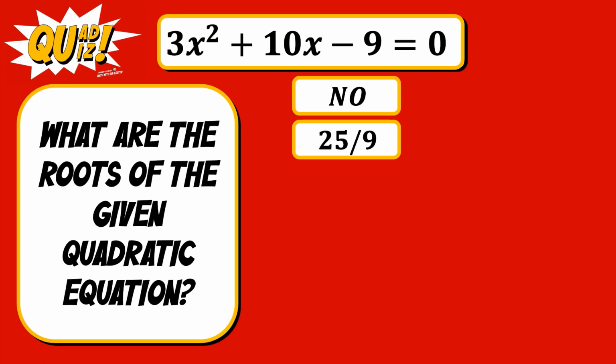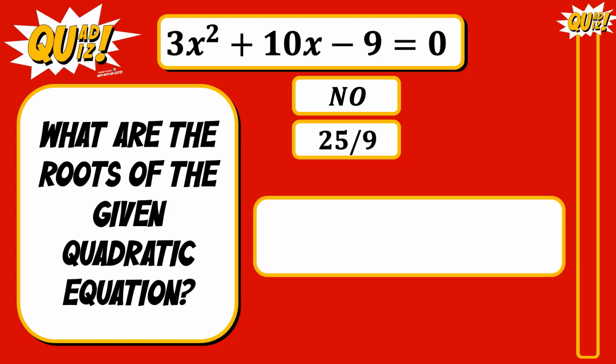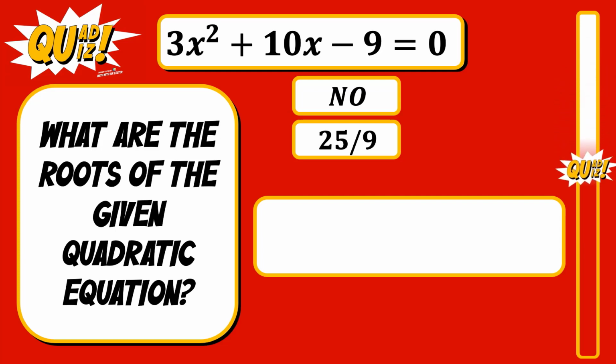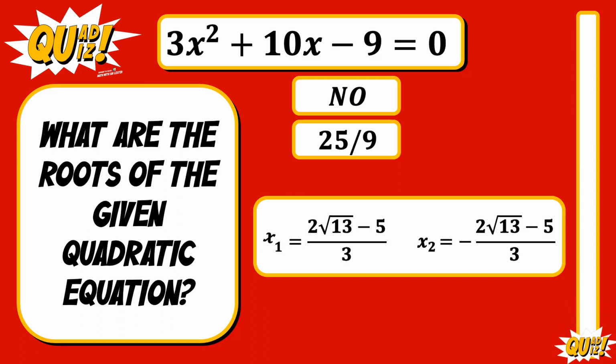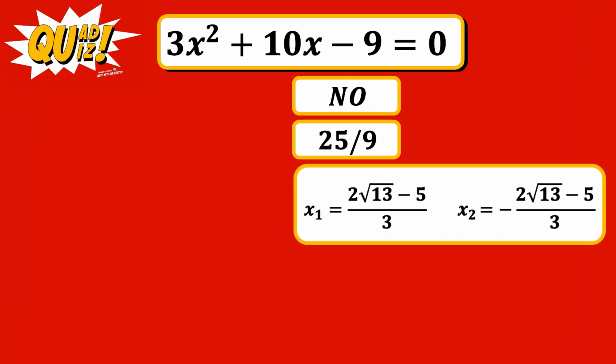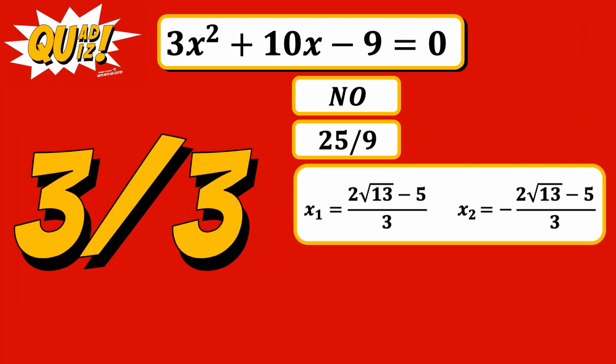Now, what are the roots of the given quadratic equation? And the roots are positive or negative 2 square root of 13 minus 5 all over 3. Did you get 3/3? If not, please continue viewing this video.